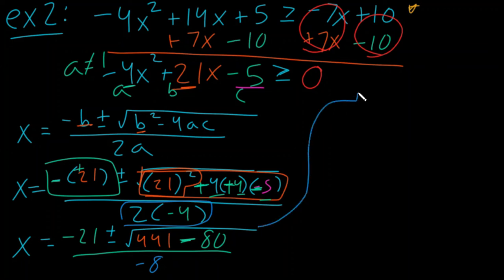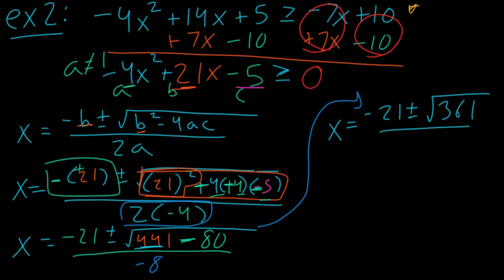All right, let's bring this up here, and let's rewrite it again. So now we have x equals -21 plus or minus the square root of, and here we want to do this 441 minus 80. So let's see, 441 minus 80 will give us 361 all over -8. Now from here, you're probably not too familiar with this, but the square root of 361 is actually a perfect square.